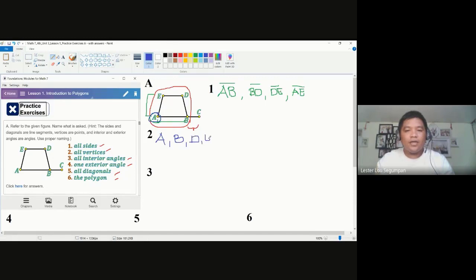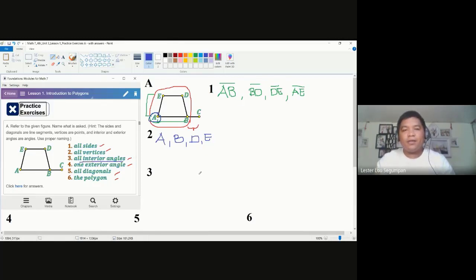D, and E. If you're going to interchange all of this, it's okay because we are just determining the number or the name of the vertices. So whichever comes first will not affect the fact that all of these 4 points are considered to be the vertices of the given polygon. As for number 3, we are to determine the interior angles.